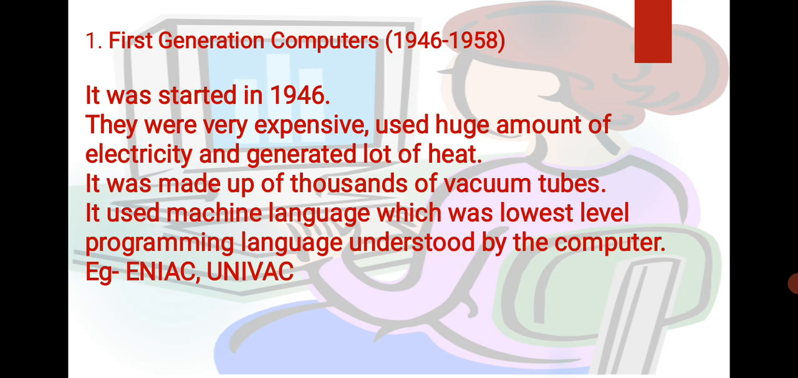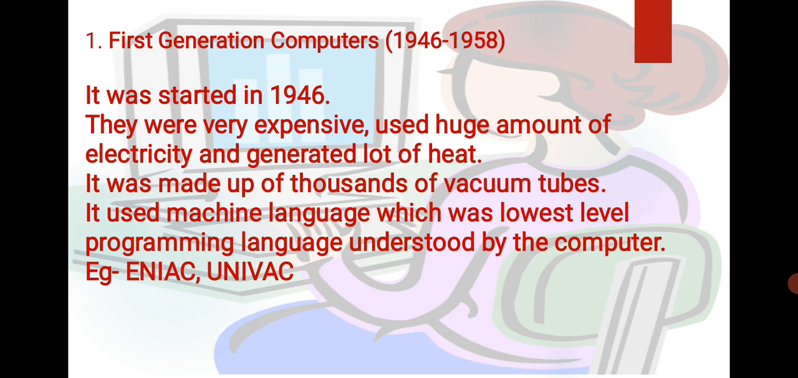Children, now I will discuss with you the first generation of computers. Duration, as I told you, the duration of the first generation of computer is 1946 to 1958. It was started in 1946. They were very expensive, used huge amount of electricity and generated lot of heat. It was made up of thousands of vacuum tubes. It used machine language, which was the lowest level programming language understood only by the computer. Machine language cannot be understood by human beings.